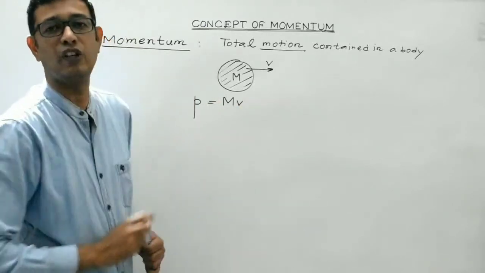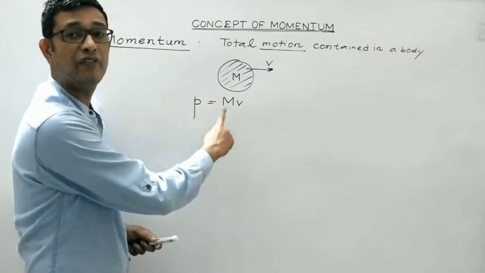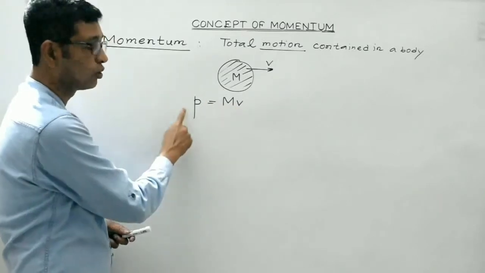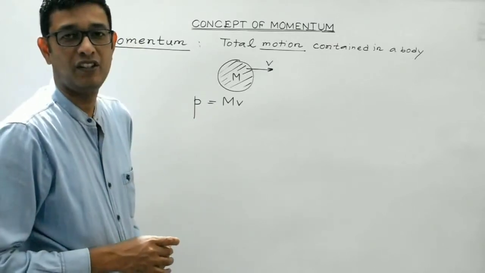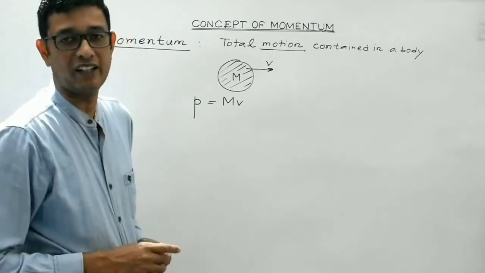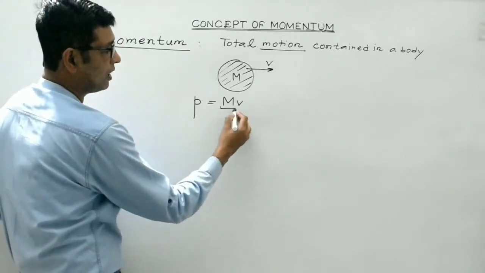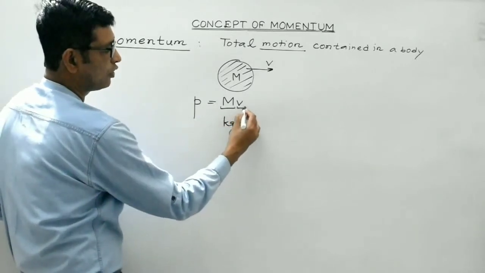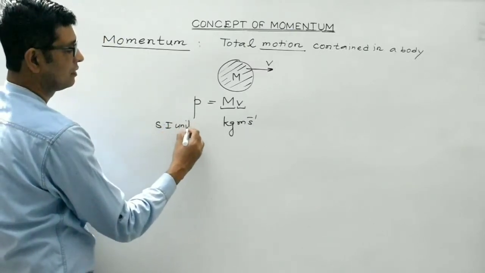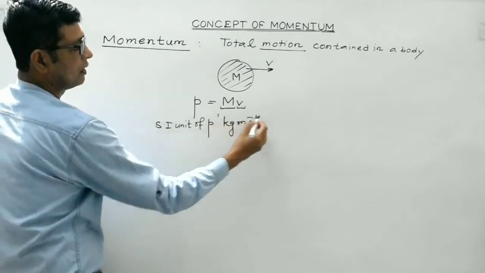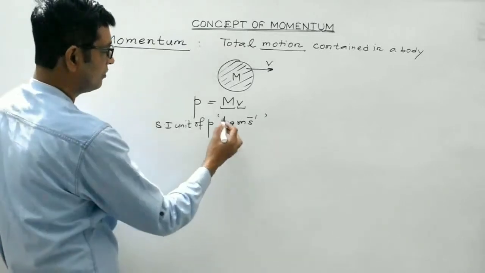And mathematically, the momentum of a body is the product of the mass of the body and its velocity. Now look students, mass is a scalar quantity, velocity is a vector quantity having direction. So momentum is also a vector quantity having both magnitude and direction. Clear students? Regarding its SI unit, the SI unit of mass is kg, while the SI unit of velocity is meter per second. So the SI unit of momentum is kg meter per second.